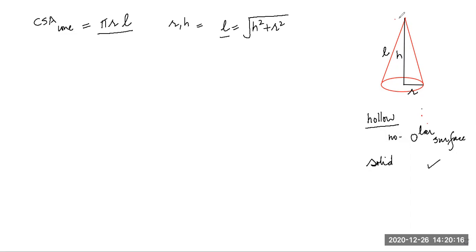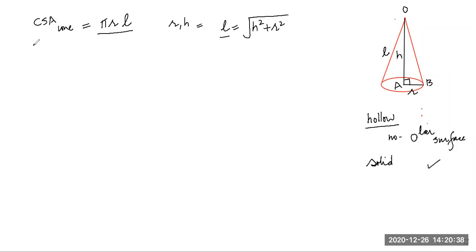So this is a right angle triangle. We can say OAB is a right angle triangle. So in this right angle triangle, OB square is equal to OA square, that is vertical height square, plus AB square, that is radius square. So this is all about the cones. Curved surface area is pi r l.